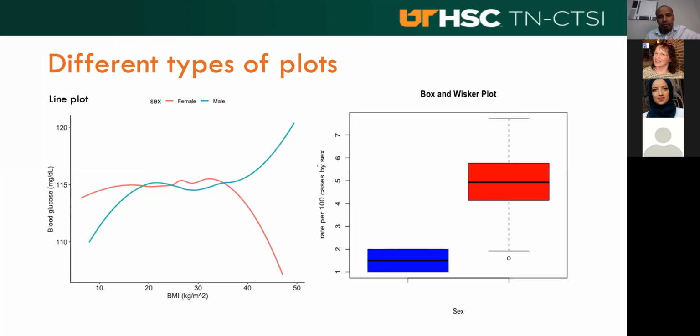So this is an example of a line plot on the association between BMI and blood glucose level by sex. The two lines are by whether it is female or male. And the next one is the box and whisker plot. We have one continuous variable, and on the x-axis we have a categorical variable, gender here, and the mortality rate of COVID-19 cases per 100 infected cases. As you see, there is a difference by gender, but this figure is less informative.